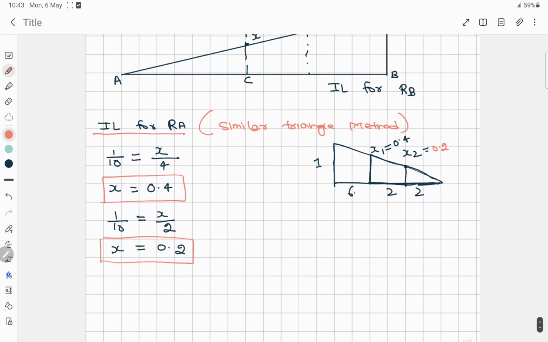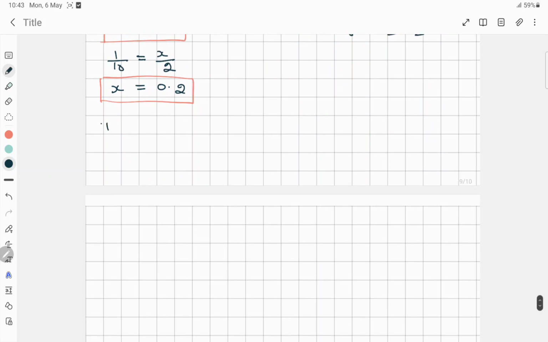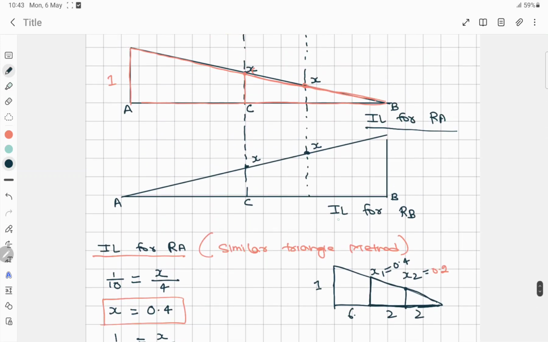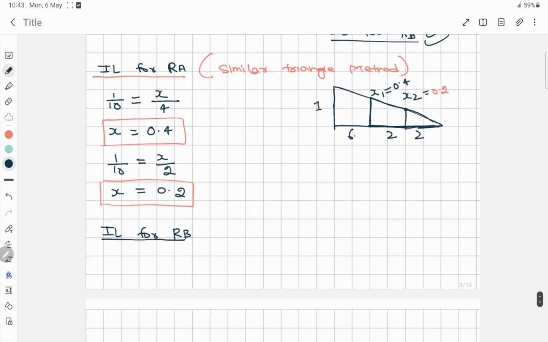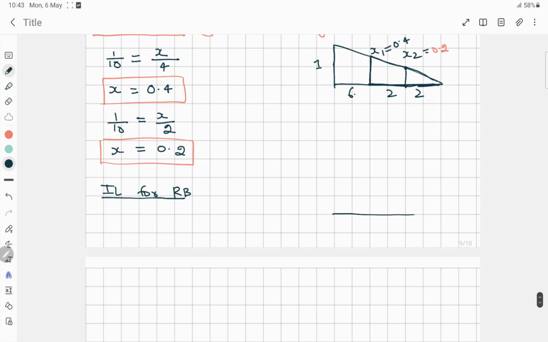Again we'll draw the IL for RB. Now if we are finding for RB, then we have to look at this diagram only, and when we are finding for RA, we have to look at this diagram. So now we will be solving for this. Again, I'll draw here. This was like this, right? And we have to find for this as well as this. It's A and B. Now we have to find these values.